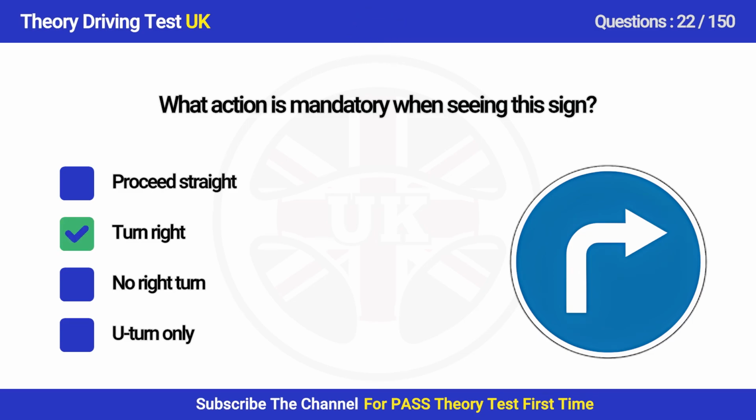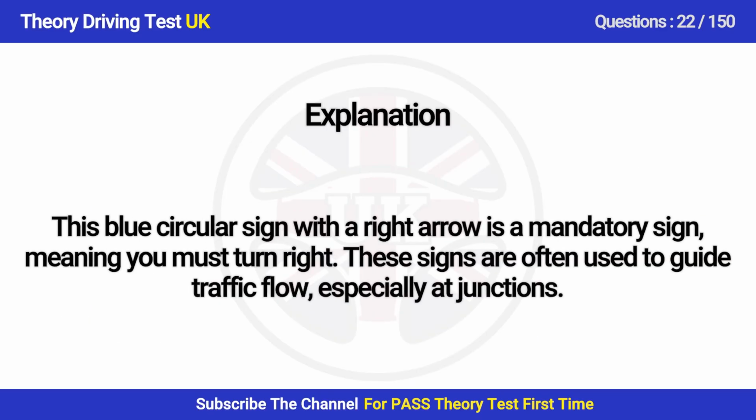Answer is B. Turn right. This blue circular sign with a right arrow is a mandatory sign, meaning you must turn right. These signs are often used to guide traffic flow, especially at junctions.